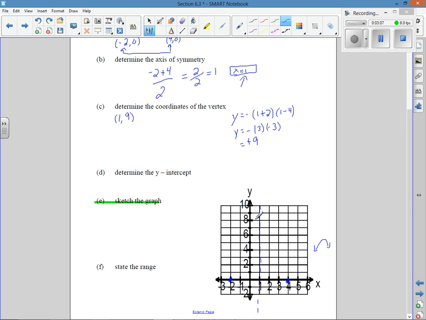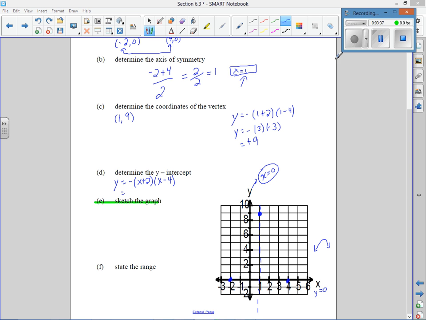Let's go over 1. Up 9. And now determine the y-intercept. Where does the graph come through here? We get the y-intercept. Remember that on the y-intercept, the x values are equal to 0. On the x-intercept, remember that y is equal to 0. So here, for the y-intercept, we know our x value should be 0.